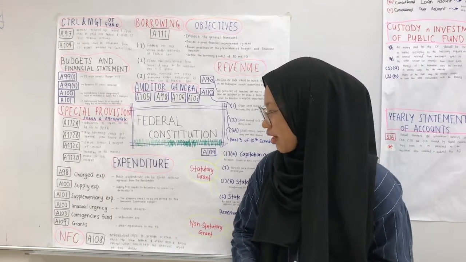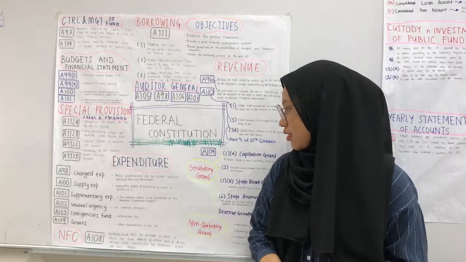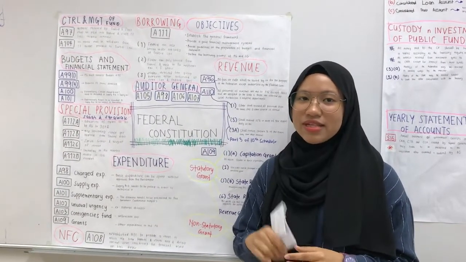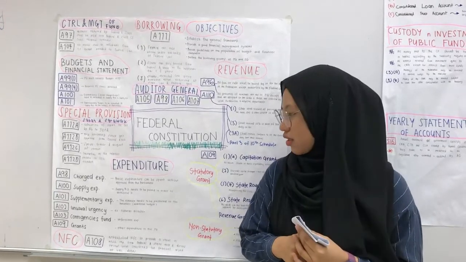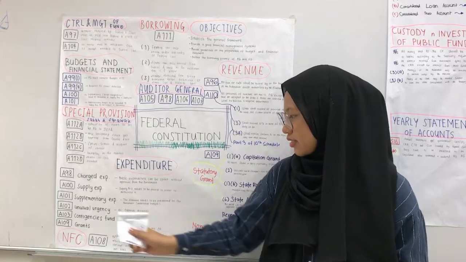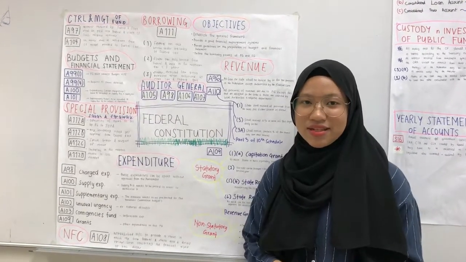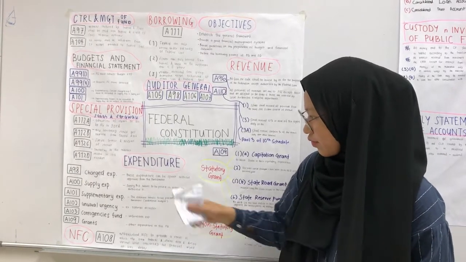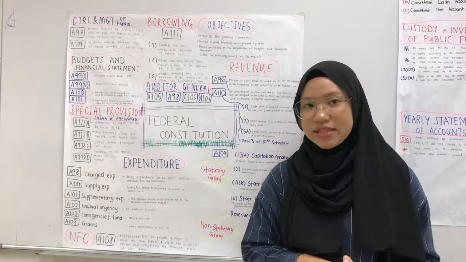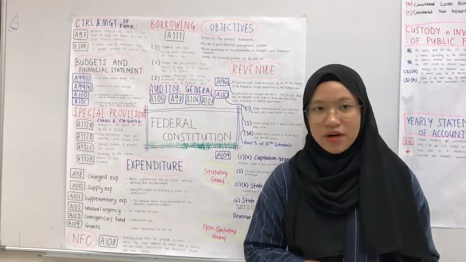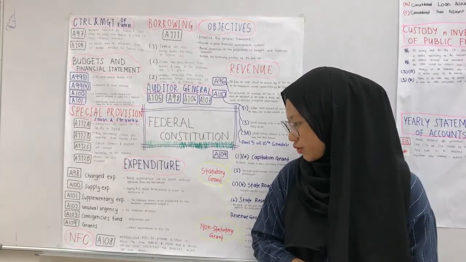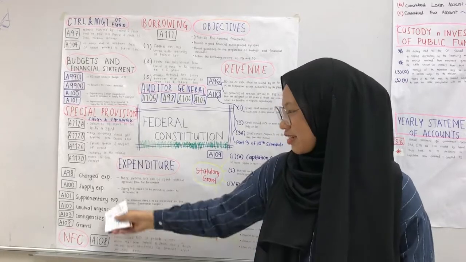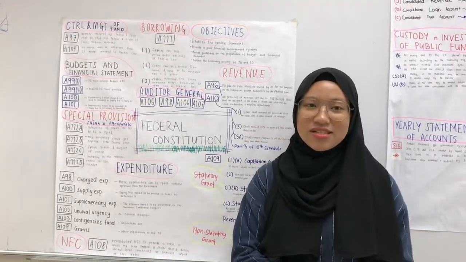Next, Article 100 is for the supply expenditure. A supply bill needs to be passed in order for this expenditure to be authorized, and after it is authorized, it will be the supply act. Next, Article 101 is the supplementary expenditure. Supplementary expenditure is the additional budget for the supply expenditure, and the estimate needs to be presented to the parliament. For Article 102, it is for unusual urgency, and an example of expenditure in Article 102 is natural disaster.